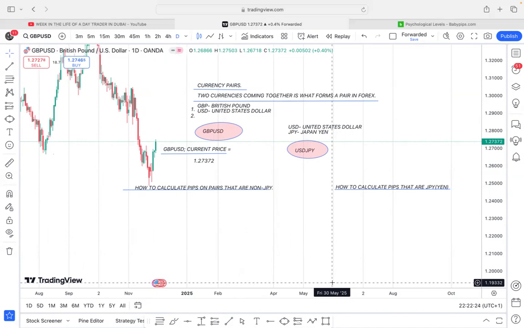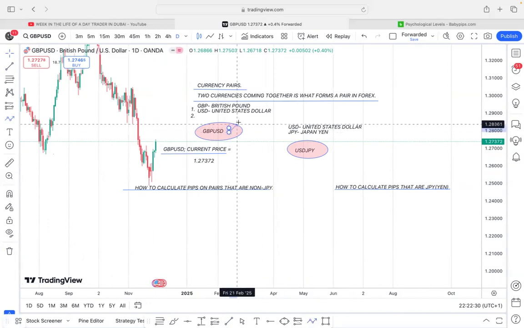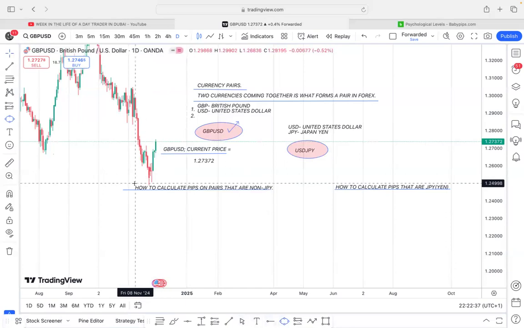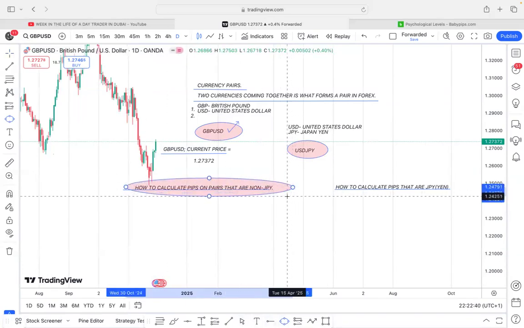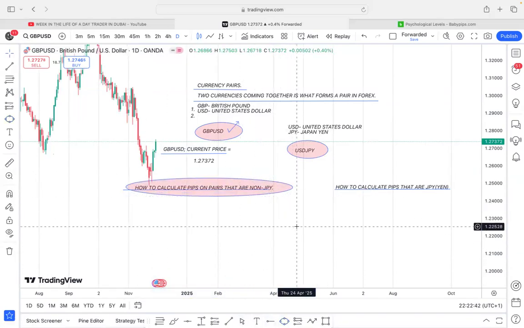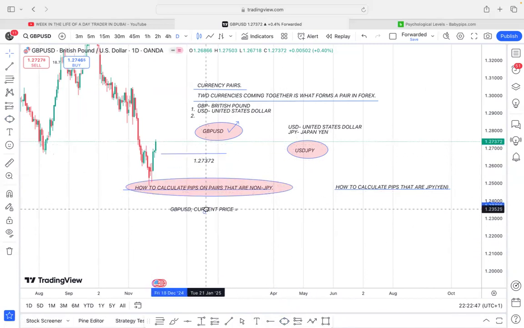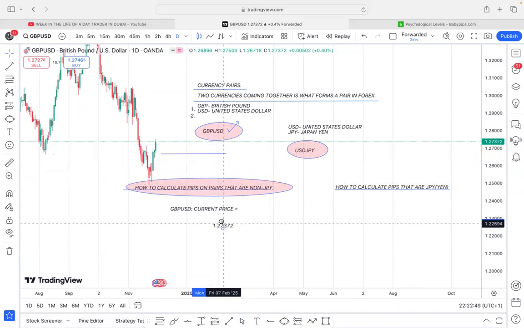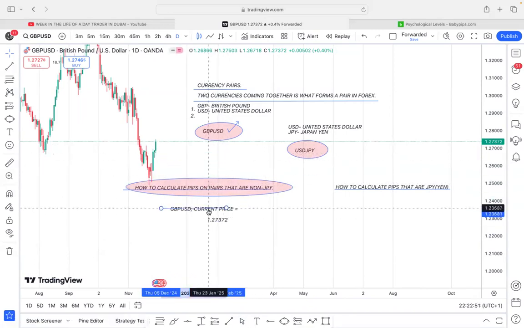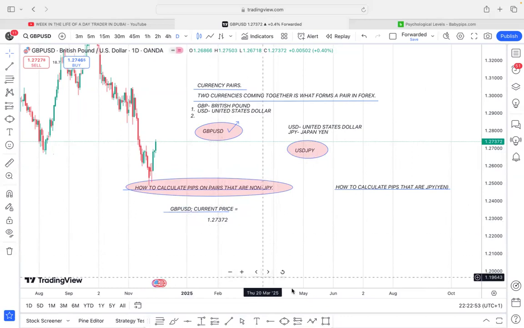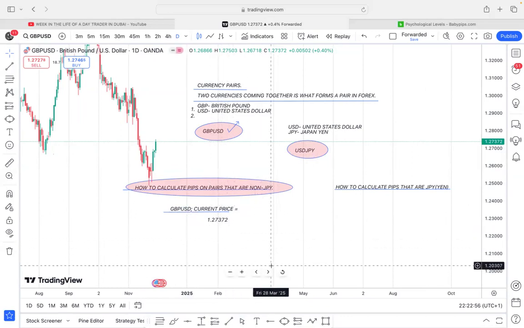So now, how do you calculate pips that are non-JPY? I mean that they have no Japan in it. For example, this GBP USD doesn't have JPY in the pair. So we are going to be calculating how to calculate pips that are non-JPY. I believe you guys are following me. So let's proceed. The current price of GBP USD right now is 1.2732.